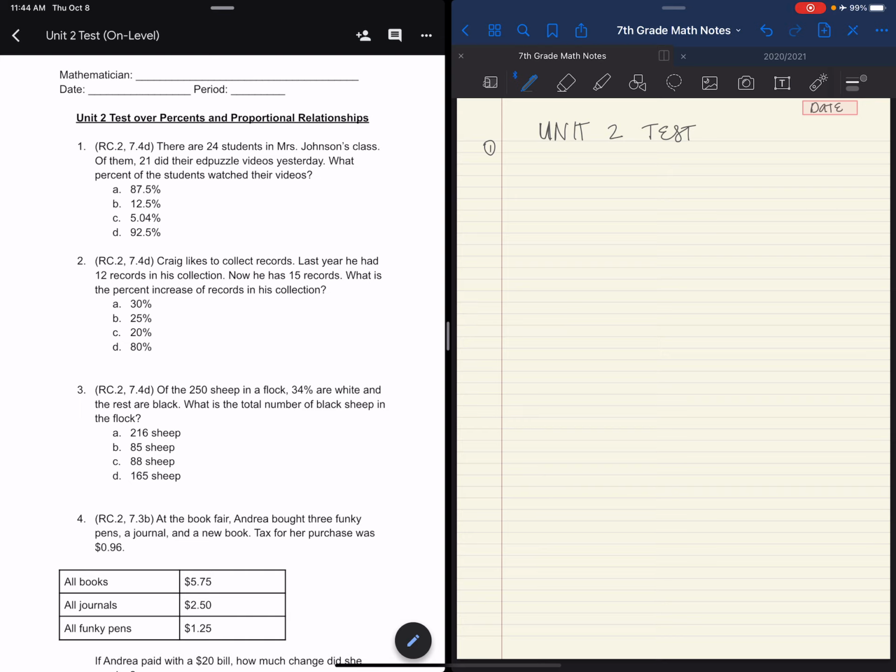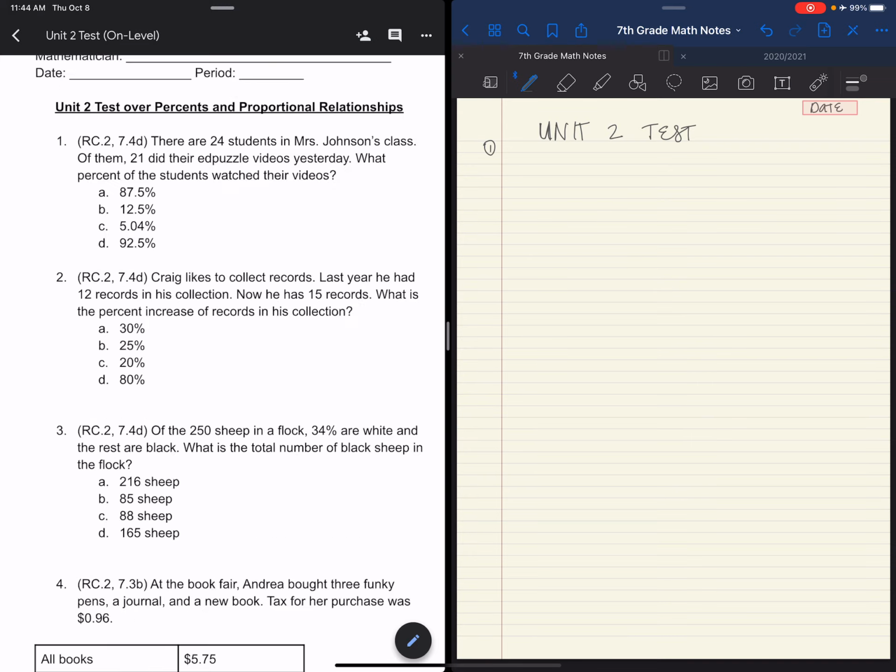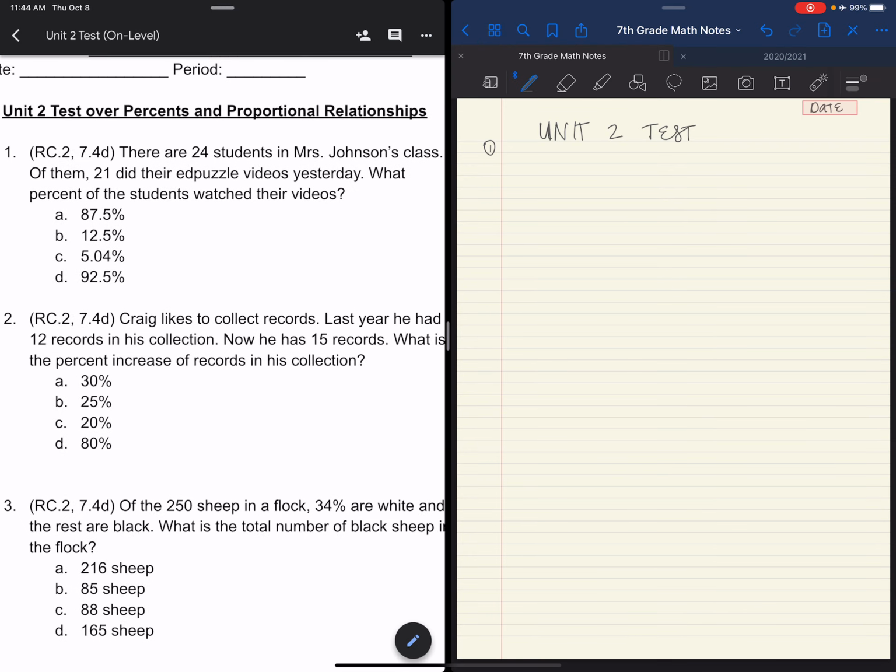A couple things to notice about my screen is that on the left side, you'll see the test. I know you guys took it in Aware, so it might be a slightly different format. However, the question should be the same. On the right side, you'll see my paper as if I were taking notes in my journal. I've titled it Unit 2 test, and at the top right, you should be putting the date.